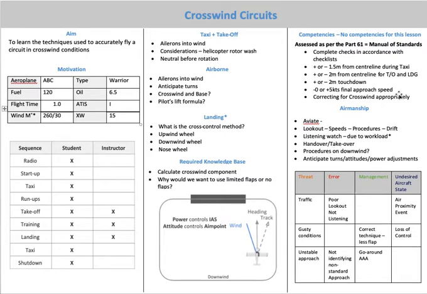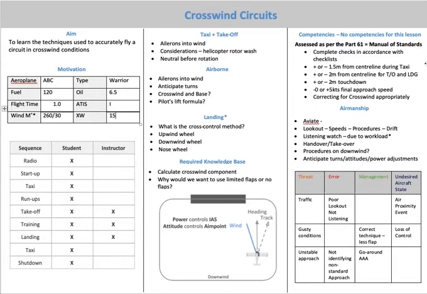So, competencies: no competencies for this lesson, but there are a few things I'll be assessing as part of the Part 61 Manual of Standards. Complete checks in accordance with the checklist, so follow that really thoroughly. Plus or minus 1.5 meters from centerline during taxi, so make sure that yellow centerline goes between your legs. Plus or minus 2 meters from centerline for takeoff and landing, so make sure you apply plenty of right rudder. And for landing, you're using the ailerons for centerline and your rudder for the nose of the airplane. So that's how that cross control method works.